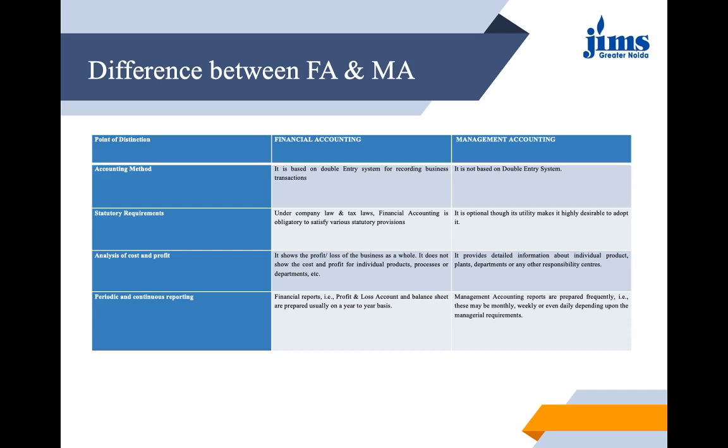Second last difference, analysis of cost and profit. Financial accounting shows the profit or loss of the business as a whole. We know that we can obtain the net profit or net loss from the P&L account. It does not show the cost and profit for individual products, processes and departments. I discussed this before as well.